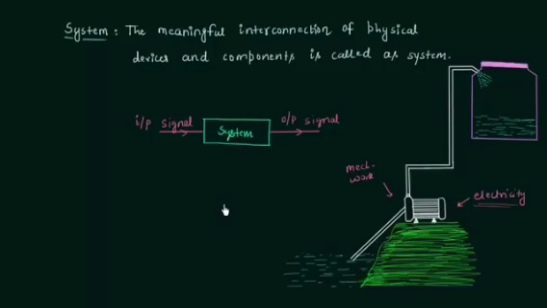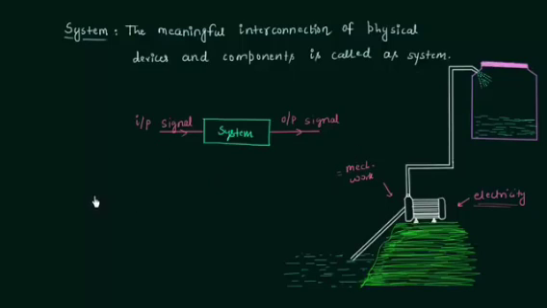I want to make one thing very clear. Electricity is not always less desirable than the mechanical work. In this scenario, when we want to pump the water to the overhead tank, the mechanical work is more desirable as compared to the electricity, but in other cases, electricity may be more desirable as compared to the mechanical work. So the input signal and the output signal purely depend on the task we want to achieve.